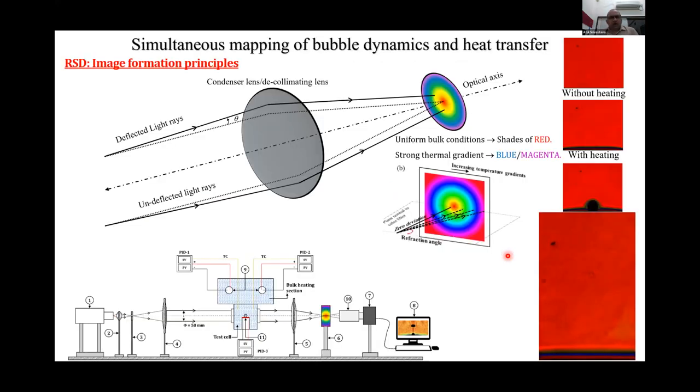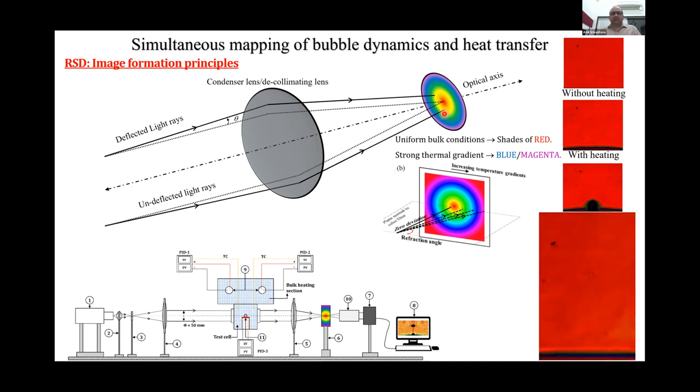So how are we accounting for this simultaneous mapping of bubble dynamics and heat transfer? We are making use of the principle of rainbow schlieren deflectometry, which is a refractive index based imaging technique. It basically works on the principle of refraction of light rays as they pass through a medium having spatial changes in the local values of the refractive index. Initially, if there is no thermal gradient, these light rays will get focused on the center band, which happens to be the red band, and you will get a uniform illumination of red hue without heating, that is, in the absence of any thermal gradient.